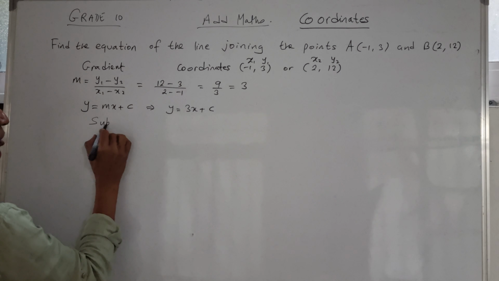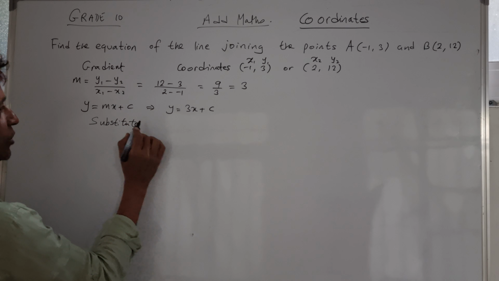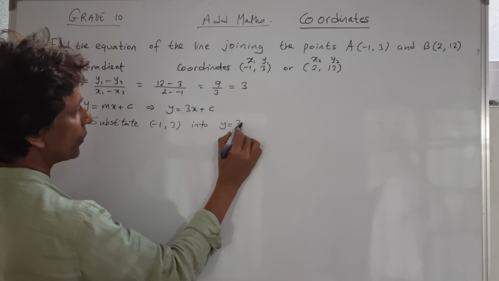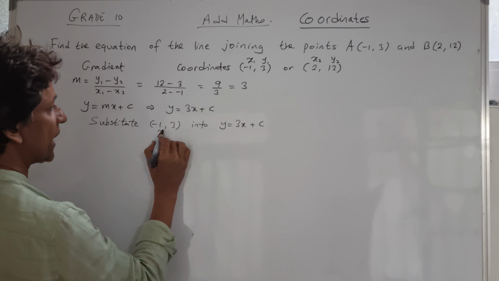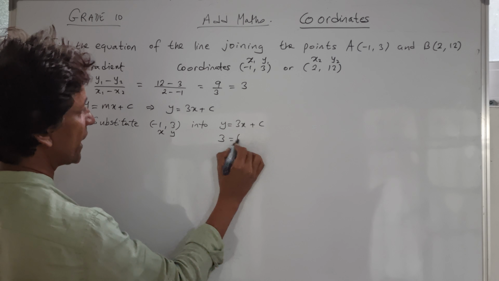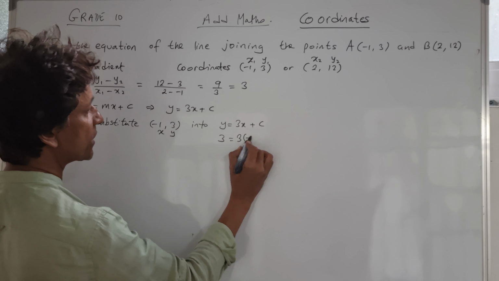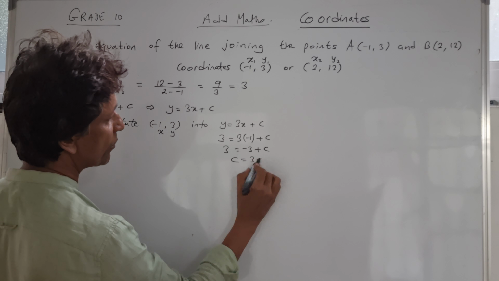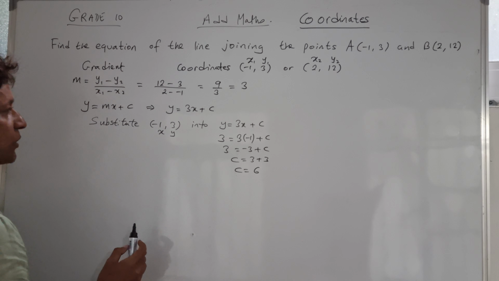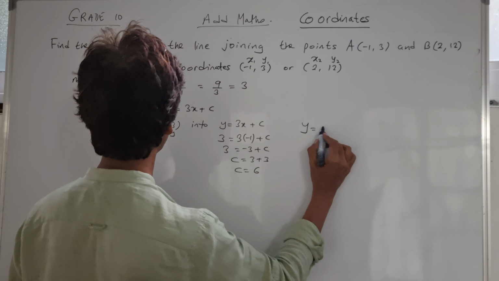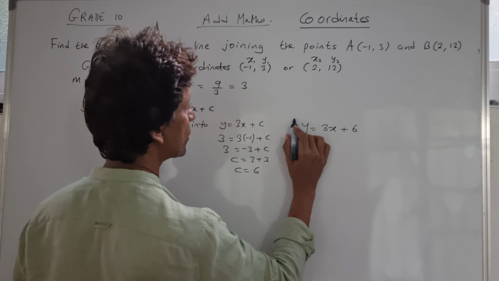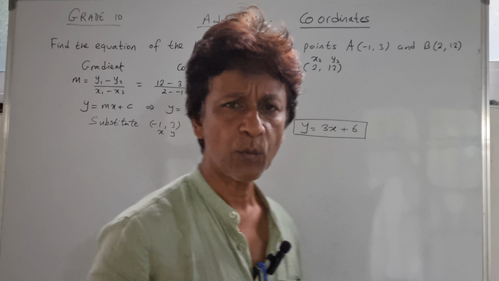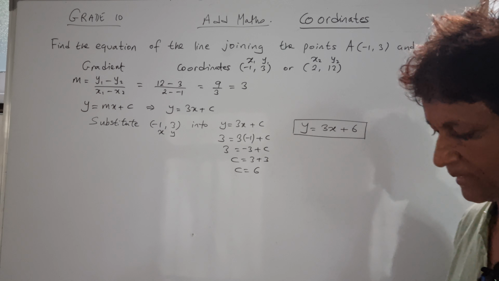So what we're going to do is substitute minus 1, 3 into y is equal to 3x plus c. So this is x and this is y. So y is 3 and x is negative 1. So 3 times negative 1 plus c. So we have 3 is equal to minus 3 plus c, and c is equal to 3 plus 3, c is equal to 6. So the answer to the question is y is equal to 3x plus 6. So this is your answer to this question, and this is how we go about finding the equation of a straight line.